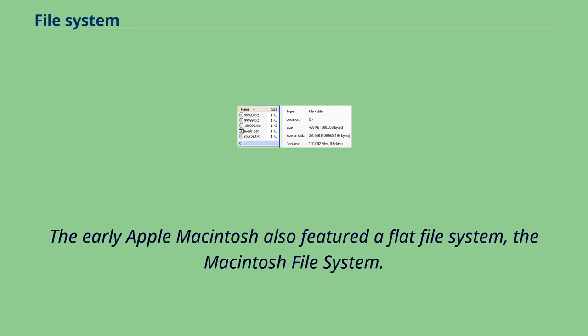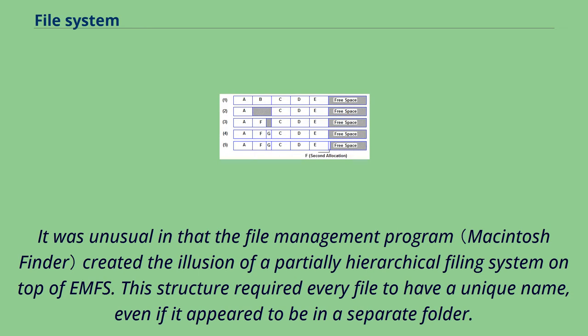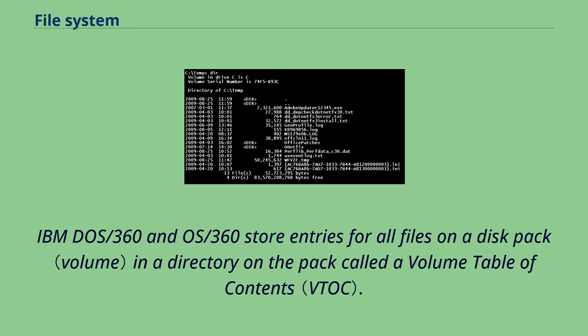The early Apple Macintosh also featured a flat file system, the Macintosh File System. It was unusual in that the file management program created the illusion of a partially hierarchical filing system on top of MFS. This structure required every file to have a unique name, even if it appeared to be in a separate folder. IBM DOS/360 and OS/360 store entries for all files on a disk pack in a directory on the pack called a volume table of contents.